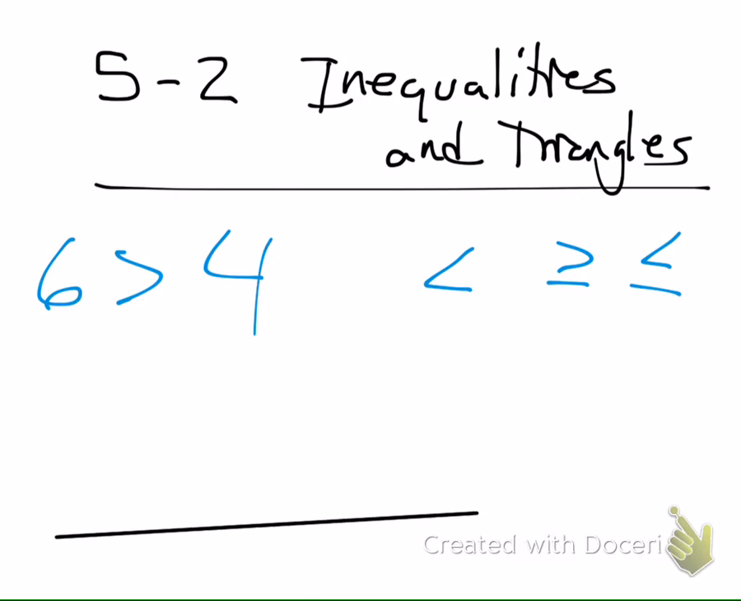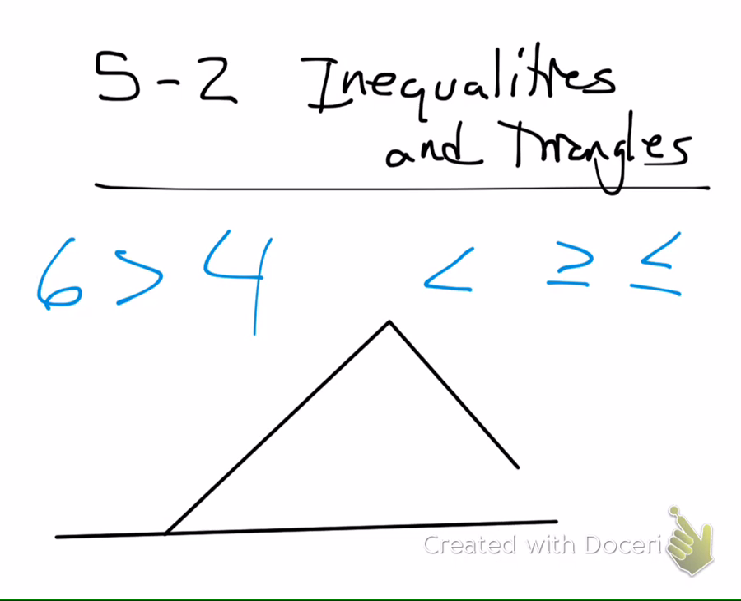Before that, we need to recall what an exterior and remote interior angles are. So if I had a figure like this, of course, what's the exterior angle in this figure? 1, right? 1's the exterior angle. We have 3 interior angles, 2, 3, and 4.